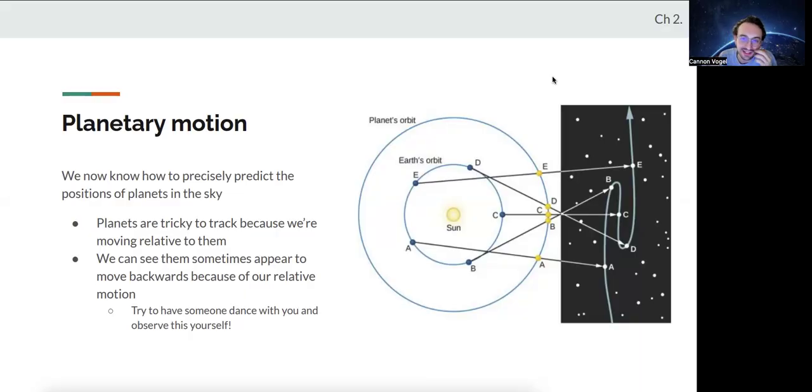And if you think back to ancient Greece, for the most part, they didn't realize that the sun was the center of the solar system. So this was a really strange phenomenon. They had a lot of trouble explaining. And we're going to talk about some of the methods they used in a moment.